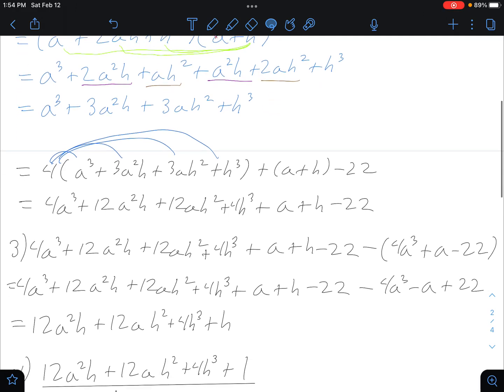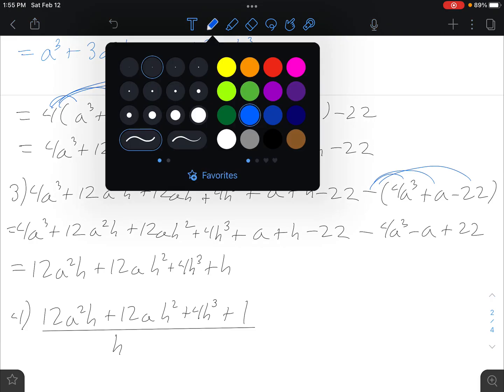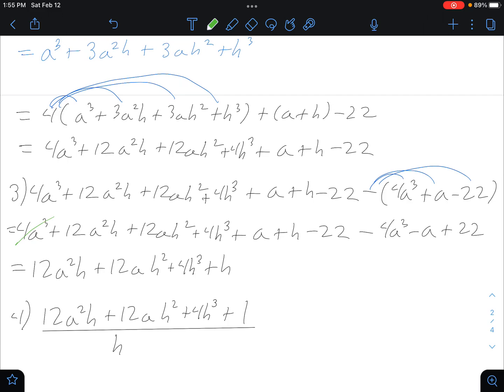Part 3 is where we do the subtraction of f of a plus h minus f of a. So we have over here, I'm going to circle it, f of a plus h, that whole big thing, minus f of a, which again is going to need distribution. So that's going to be this whole big thing repeated, minus 4a to the third minus a plus 22. Now when we combine like terms, we're going to see a bunch of stuff zero out, including 4a to the third power minus 4a to the third power, plus a minus 22 plus 22.